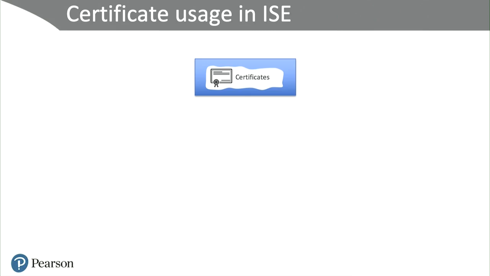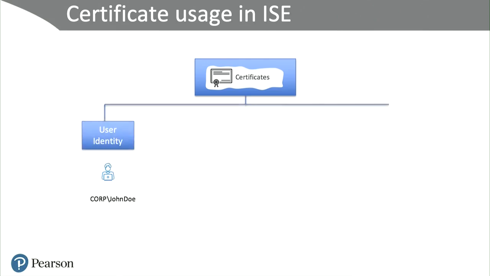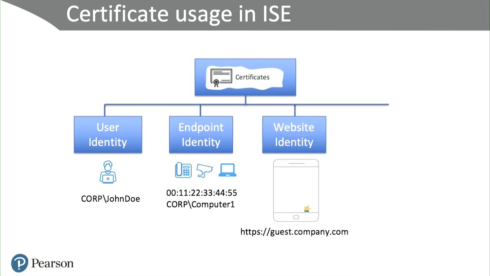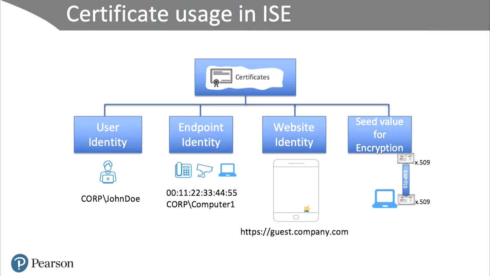ISE uses certificates when securing user functions. A user identity can be verified with a certificate, meaning John Doe can present a certificate proving his identity during an authentication. The same structure holds true for a device authenticating. The device can present its certificate to validate that it is who it says it is. This is the one most people are most familiar with, which is the website identity. The certificate presented by a website validates that the website is who it says it is and that the information has not been tampered with in transit. And in all of these cases, the certificate is used as the seed value for encryption as well.